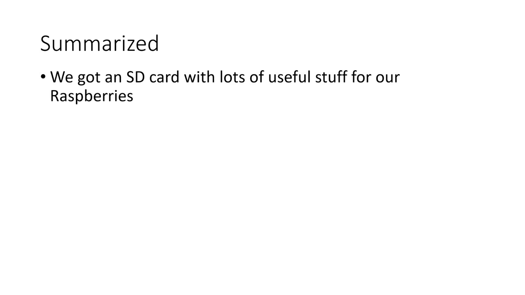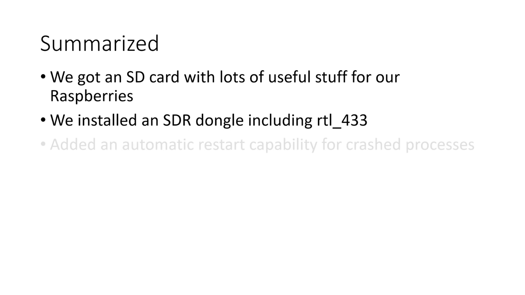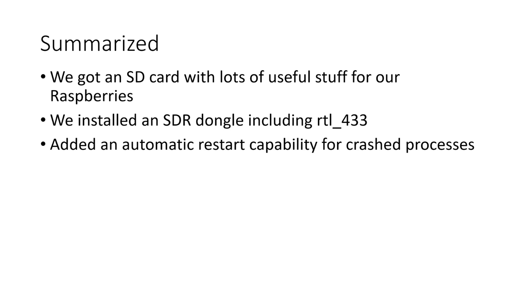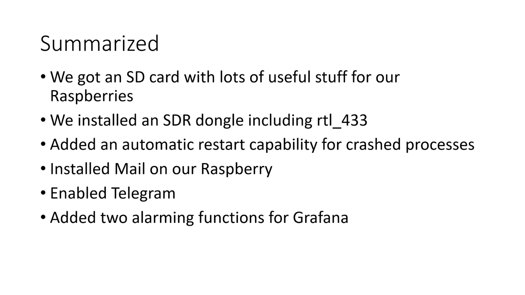Summarized, we got an SD card with lots of useful stuff for our Raspberries. It saves us a lot of time. We installed an SDR dongle including RTL433, added an automatic restart capability for crashed processes, installed mail on our Raspberry, enabled Telegram, added two alarming functions for Grafana, and tested everything.